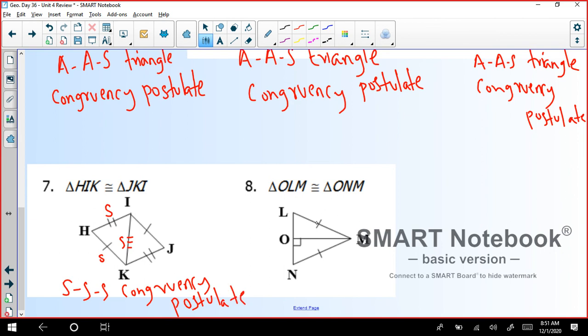Let's say over here I have this particular leg and this is your hypotenuse. So you have HL congruency postulate. I hope you are able to identify various postulates that can be used to prove that triangles are congruent using these problems.